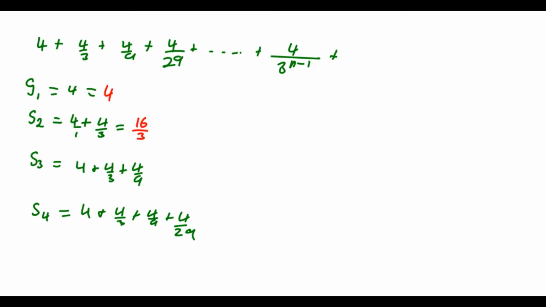16 over 3. Then this one, we say 16 over 3 plus 4 over 9. I don't want to use decimal places, it's okay like this. So 16 over 3 plus that, what can we get? 16 times 3 is actually 48. Plus 4 divided by 9, that is going to be 52 divided by 9.